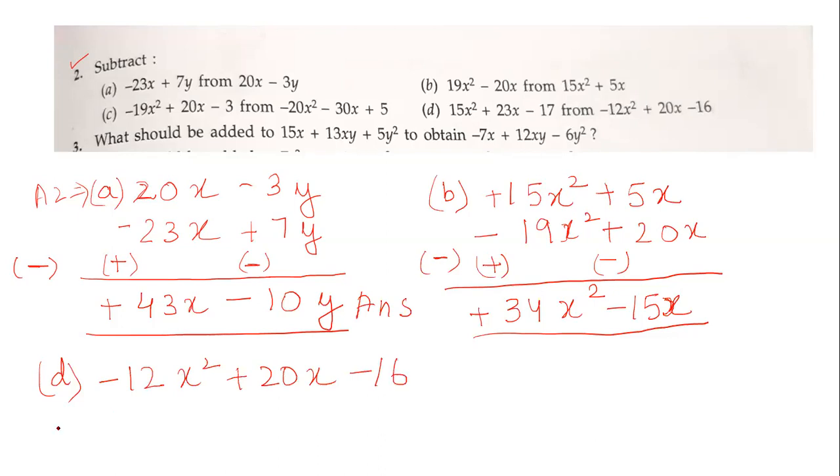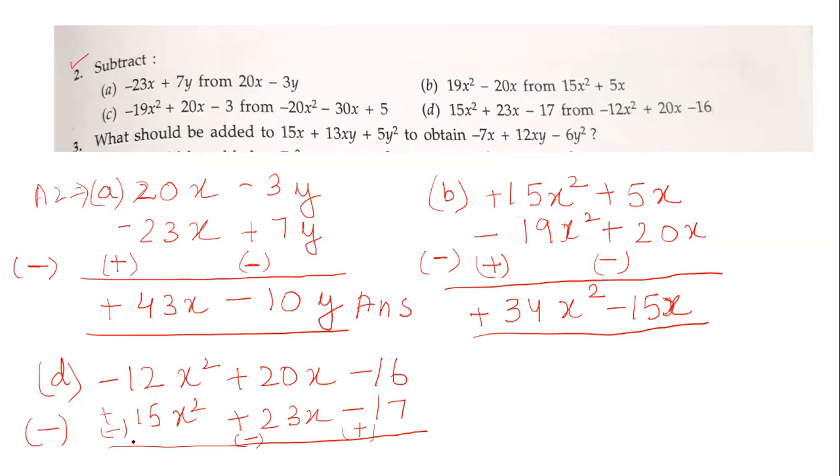Subtract, यहाँ पे बाहर subtraction sign लिख देते हैं, plus 15x square plus 23x minus 17. यहाँ पे माइनस साइन बाहर है तो ये माइनस में चेंज हो गया, ये प्लस है तो ये माइनस में चेंज हो गया, ये माइनस है तो ये प्लस में चेंज हो गया. Then you will get the final answer.